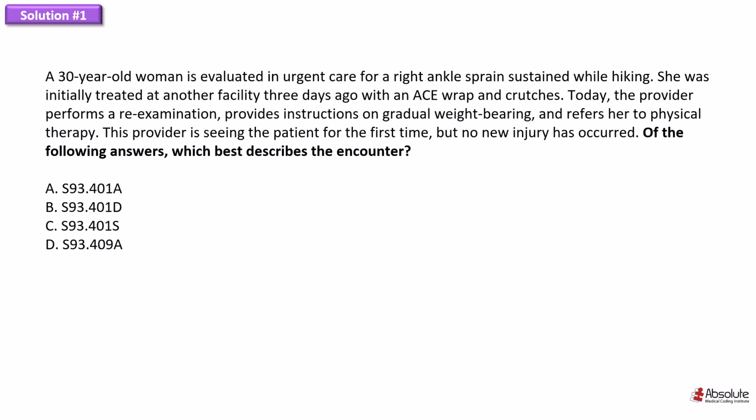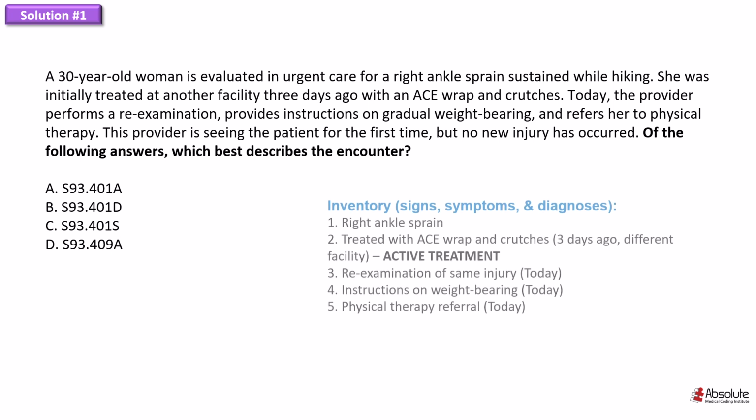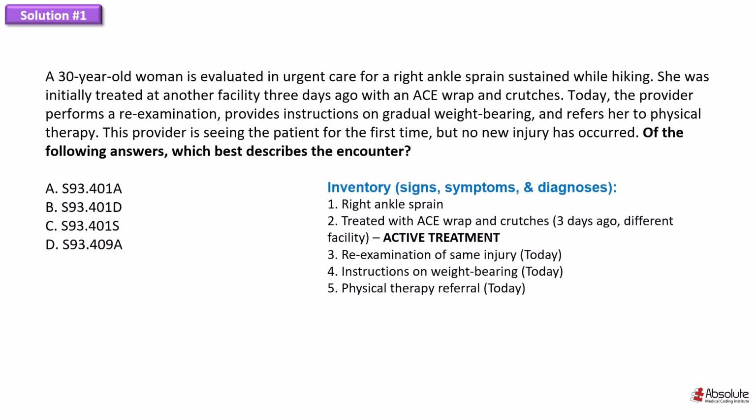Okay, coders, what say you? What are your key words? Let's see if you and I have the same or similar. All right, so my first is right ankle sprain. If you wanted to put urgent care, you can. Number two, she was treated with ACE wrap and crutches 3 days ago at a different facility, and this is active treatment. I know that's not there, but this is a learning moment.